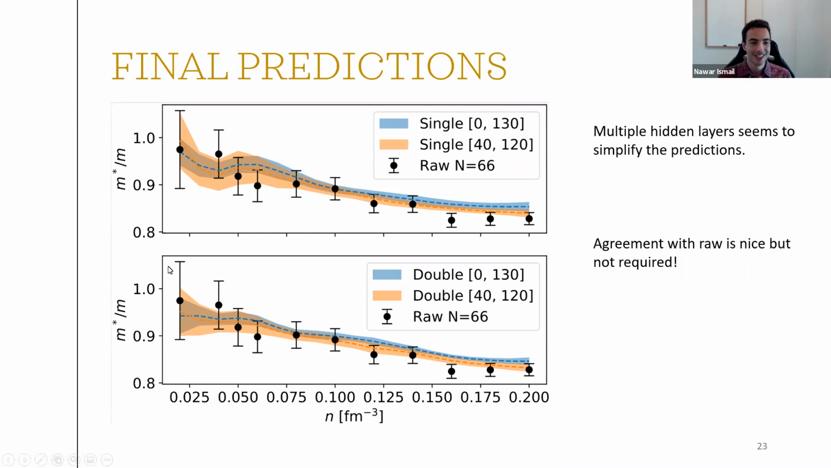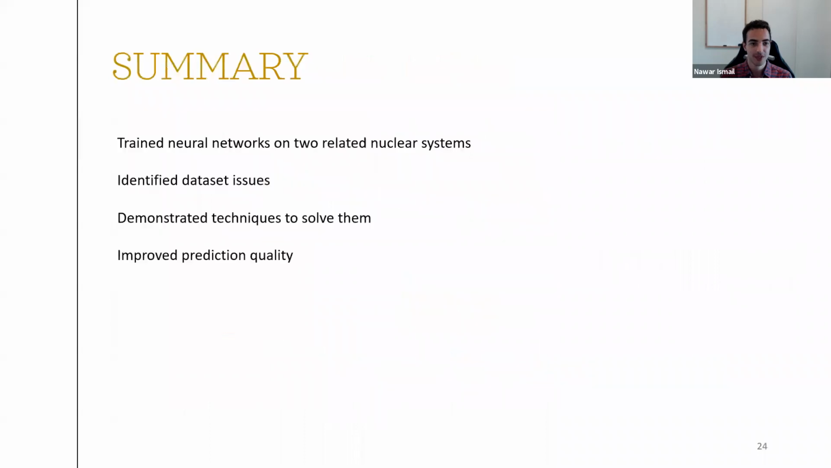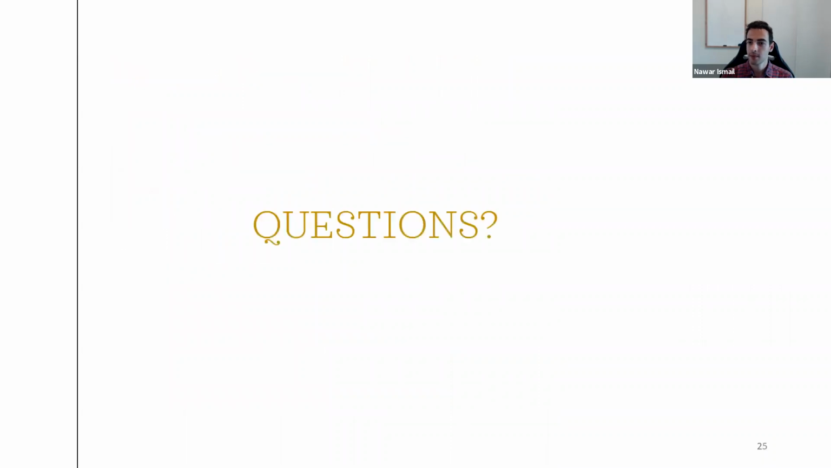And there are some details here that are interesting to note, but I think I've run out of time. So I'll just end by summarizing and saying that we've trained neural networks on two related nuclear systems, the unitary gas and the effective mass. We've identified many data set issues, and we've shown how we can resolve them to improve our prediction quality. So hopefully you learned something, and if there are any questions, that would be great.